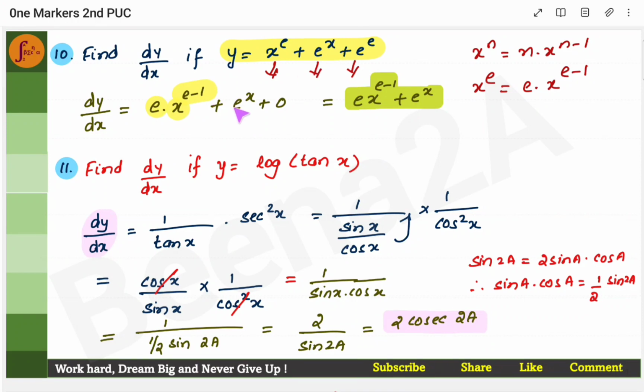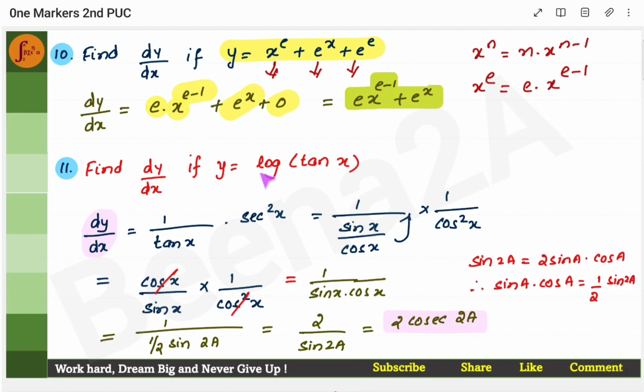Now derivative of e to the power x is e to the power x itself, and derivative of e to the power e. Now, like I told you earlier, e is a constant, a number, and the power is also e. This is also a number. So this entire thing is a number. So derivative of a number is 0.